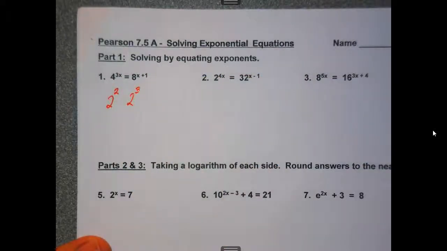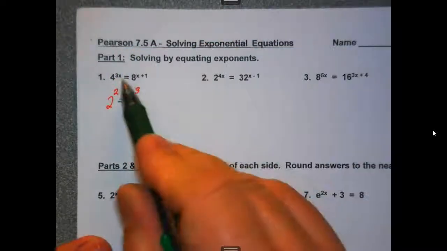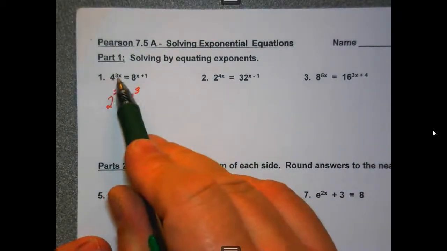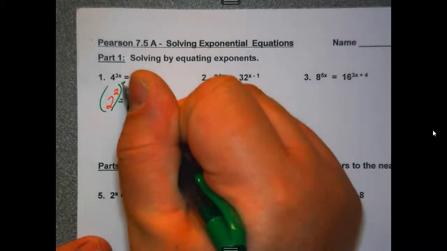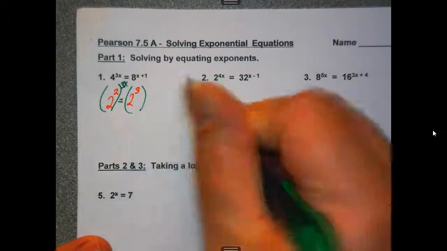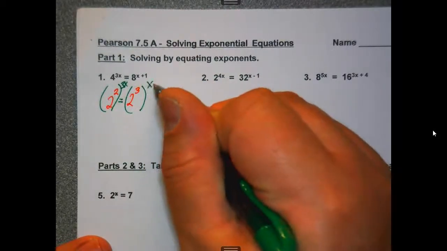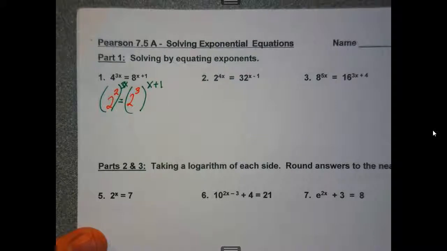Okay, let's fill in the rest of the stuff here, okay? All right. I need my equal sign. What else do I have with the 4? So I have to raise this to the 3x, right? What am I raising this to? X plus 1. Now I have a power raised to a power, right? What do I do with powers raised to a power?